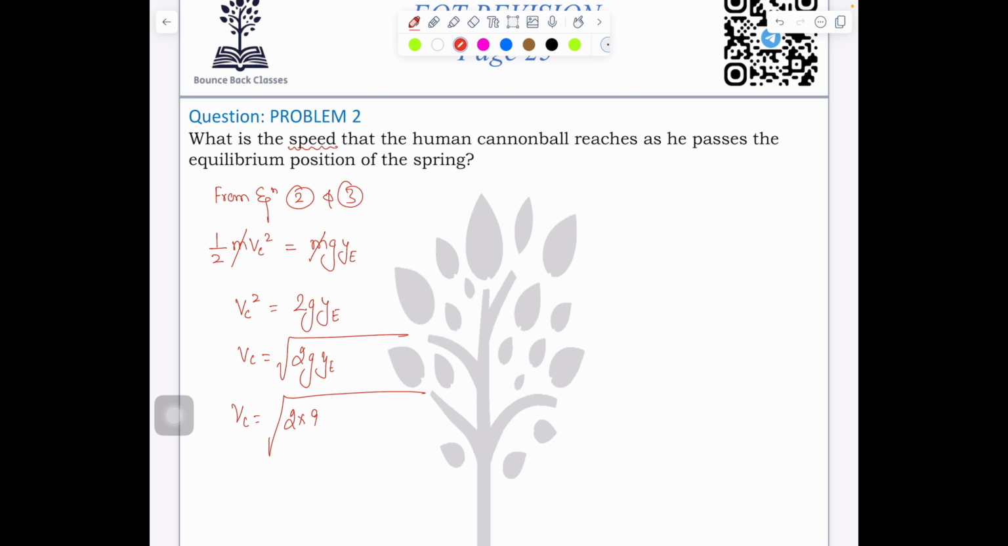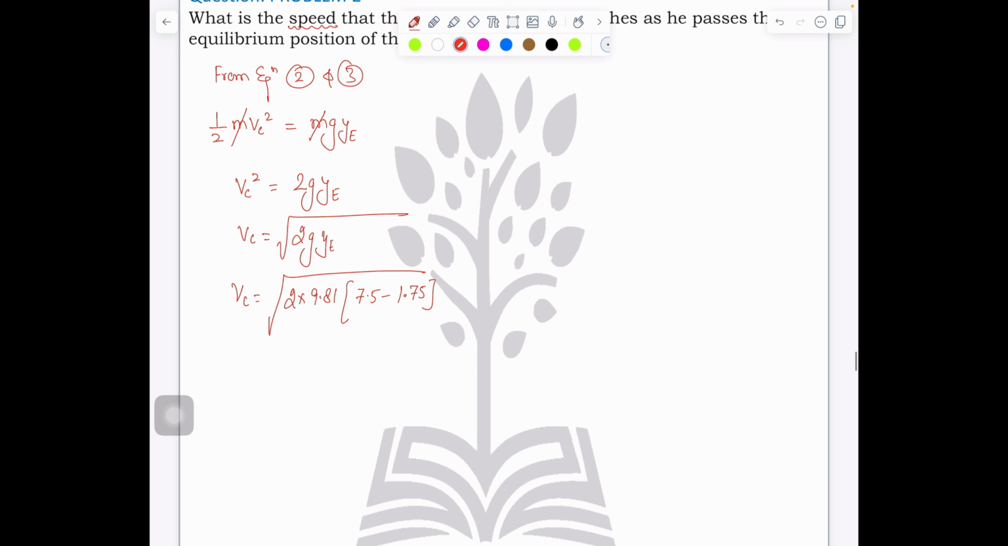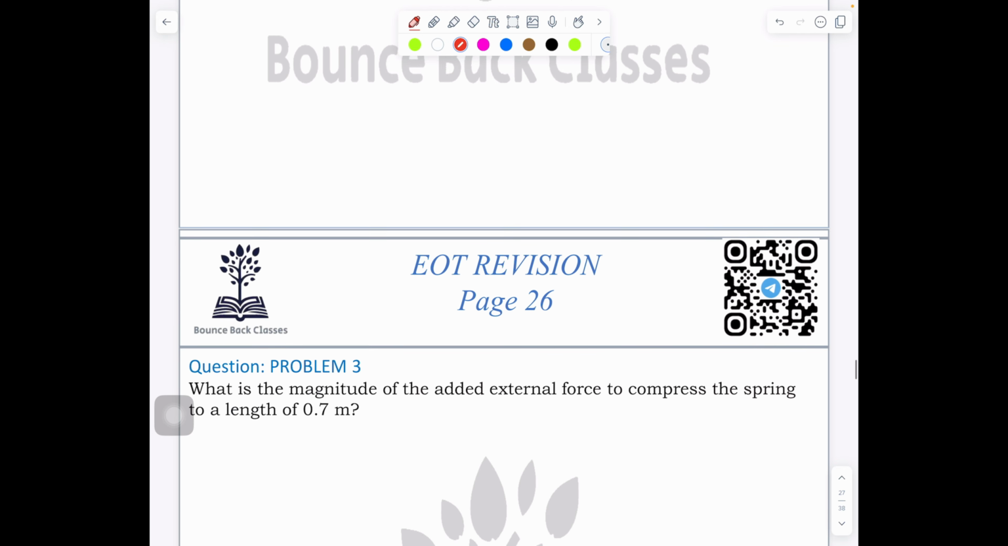G is 9.81. Y is 7.5 minus 1.75, or you can simply say 5.75. So velocity equals the square root of 2 multiplied by 9.81 multiplied by 5.75. What is the value? Just find it fast: 10.6 meters per second. Clear? Easy? Okay, now the next part.